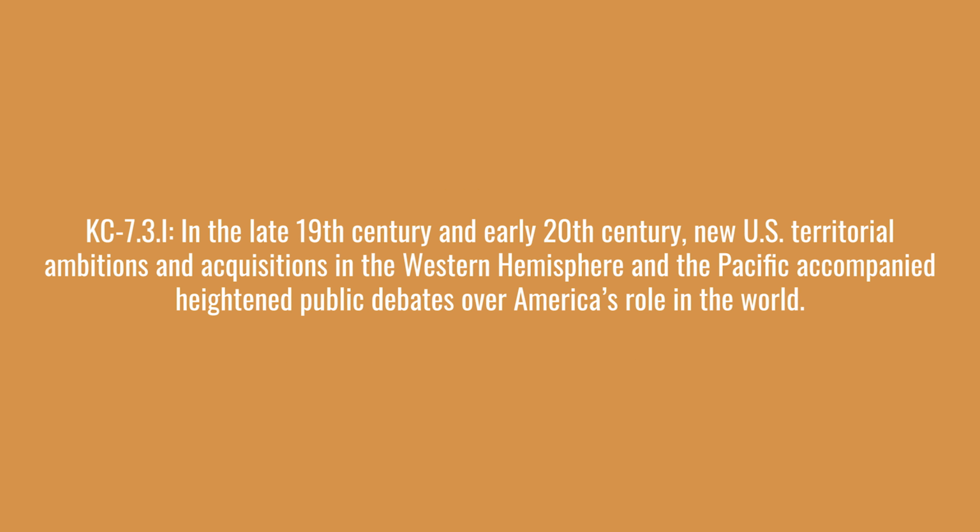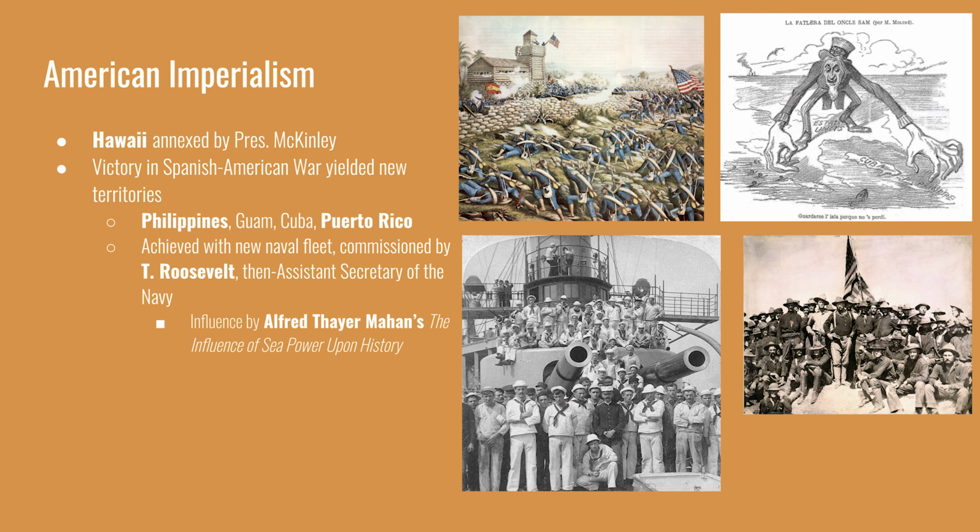The next key concept says, in the late 19th century and early 20th century, new U.S. territorial ambitions and acquisitions in the Western Hemisphere and the Pacific accompanied heightened public debates over America's role in the world. Territorial ambitions and acquisitions in this period include the annexation of Hawaii and territorial gains as a result of the Spanish-American War. The war with Spain leaves the U.S. with the Philippines and Guam in the Pacific Ocean, Puerto Rico in the Caribbean, and a lasting influence in independent Cuba. The political cartoon on the top right is from Spain and criticizes the U.S. for using the war as a way to grab overseas territories.